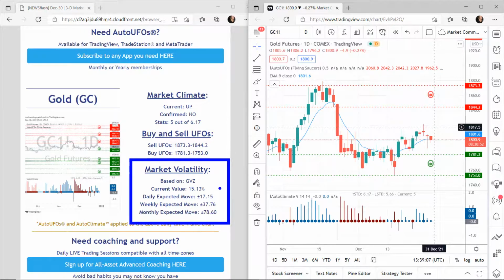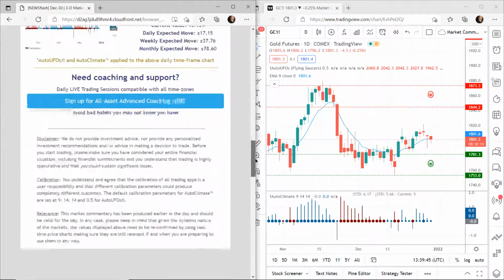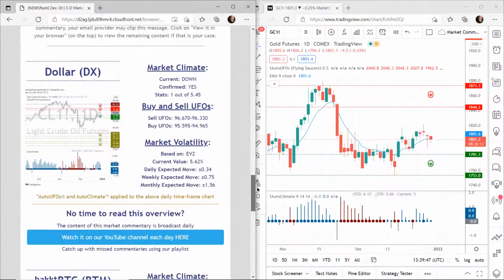With volatility, we would expect that the market would go up or down in 1 year by 15.13%. So in a day, that's 17.15 points. In a week, 37.76 points, and in a month, 78.6 points up or down. Okay, next market is the US dollar.